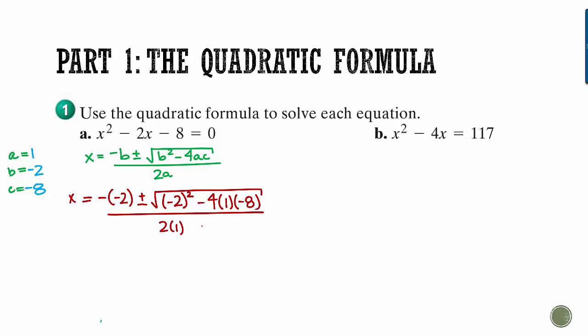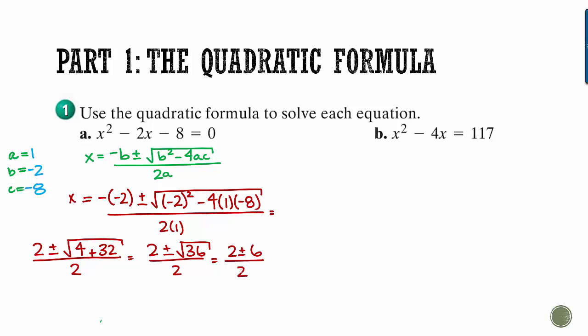Now I know people hate showing work, but show your work on this. It will help you avoid mistakes. So the opposite of negative 2 is positive 2, plus or minus the square root of negative 2 squared is 4. Negative 4 times 1 times negative 8 is a positive 32, not 24. And it's all divided by 2 times 1, which is 2. So if we keep simplifying, we get the square root of 36, which we know is a perfect square.